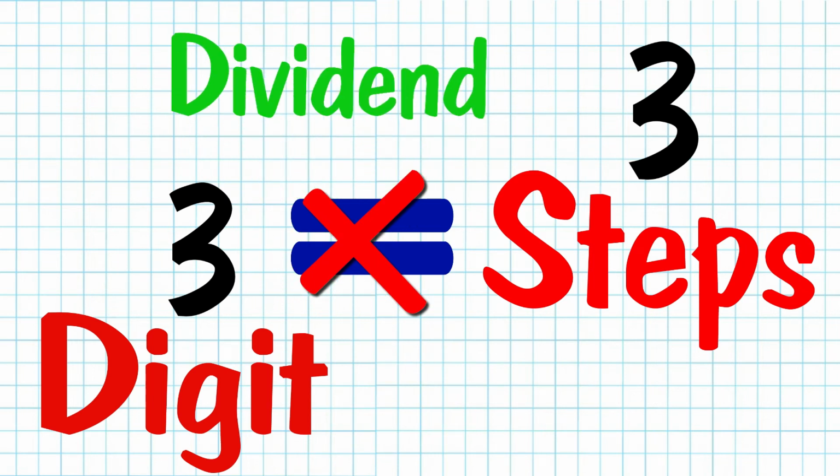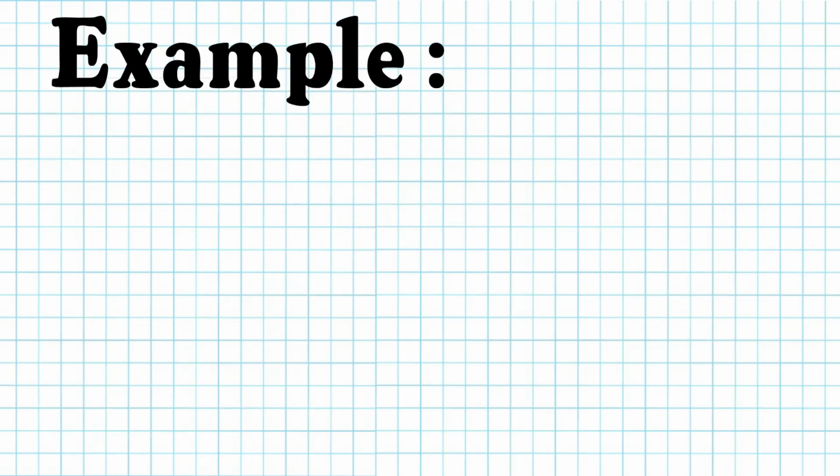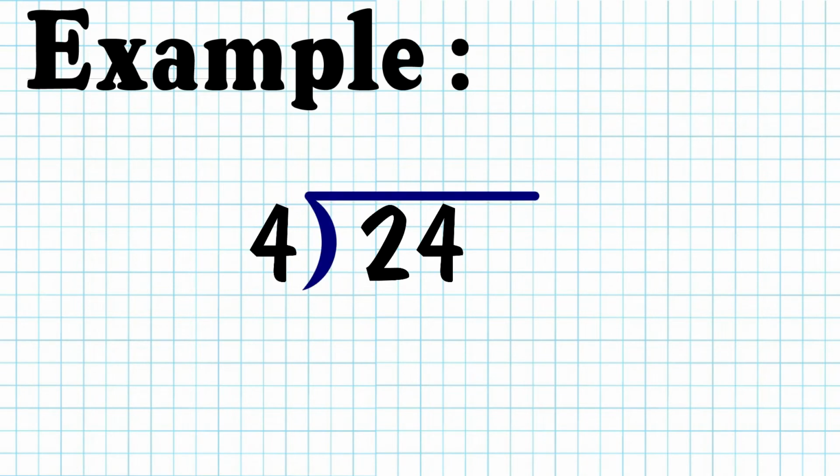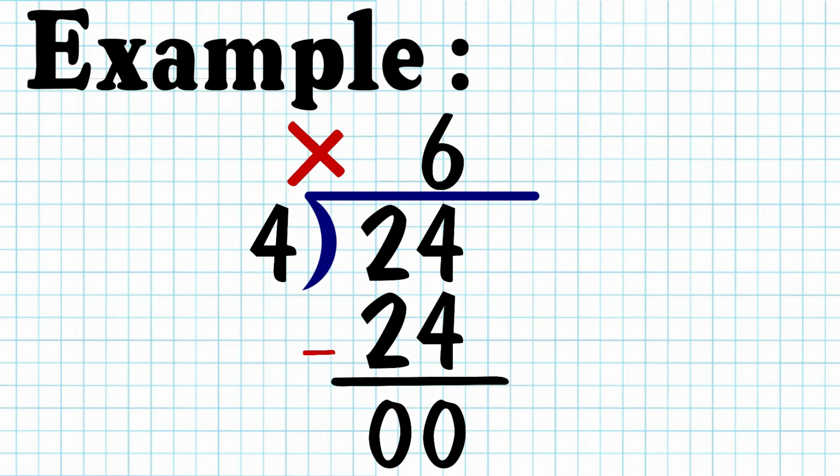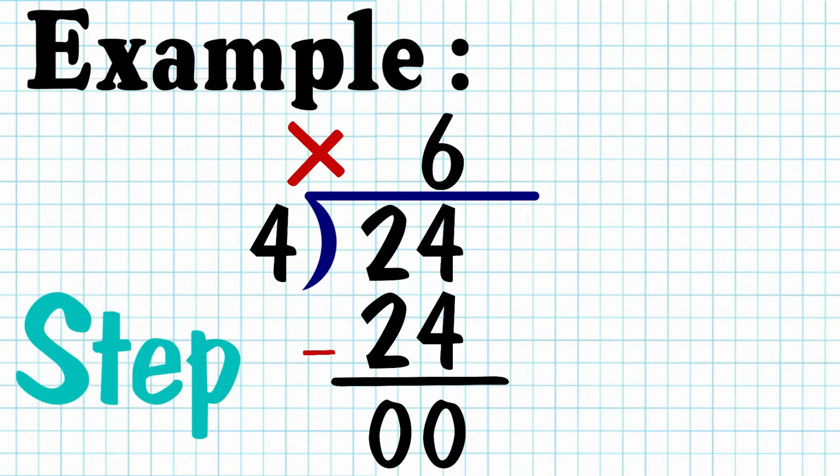Let's use an example to explain what I mean. 24 divided by 4. In this case, 6 times 4 is 24 and there will be no remainder left behind. And it was divided in only one step.